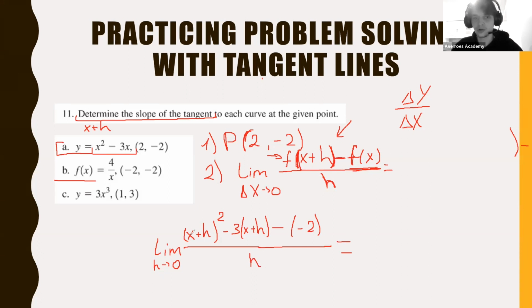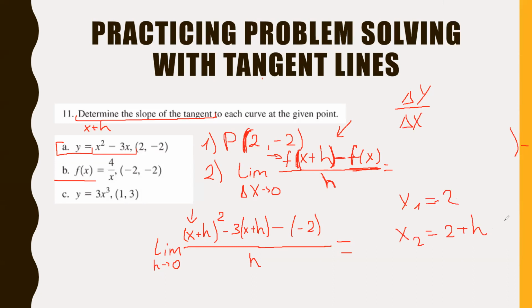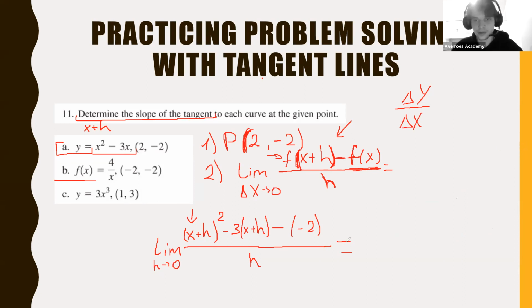Now we can stick the value of x equals 2 here, right? Yeah, because that's the point we're looking into. Do you understand why we choose x equals 2? Yeah, because it's the point that we're looking at. And x plus h, if x1 equals 2, then x2 would be 2 plus h. So let's go ahead. It's going to be 2 plus h squared.